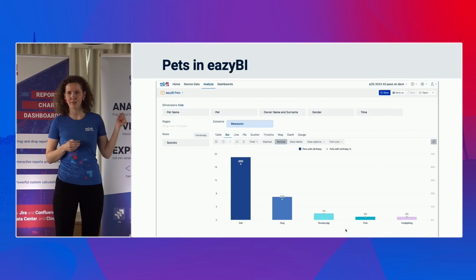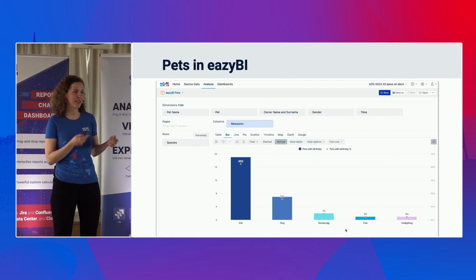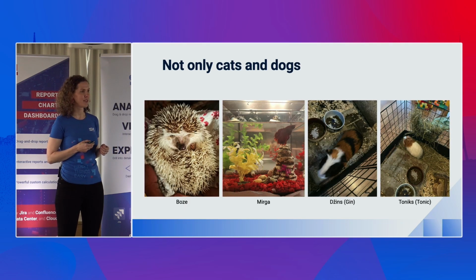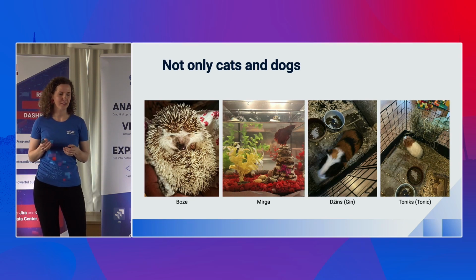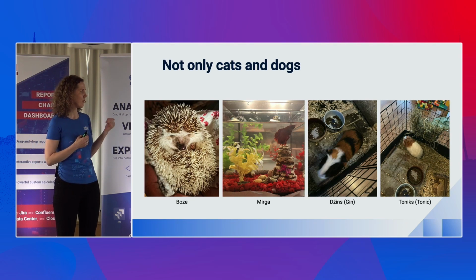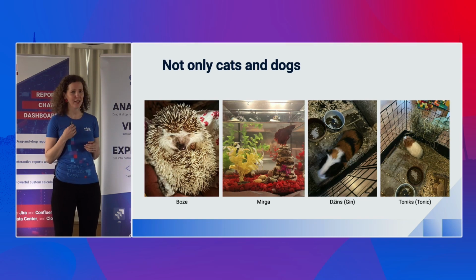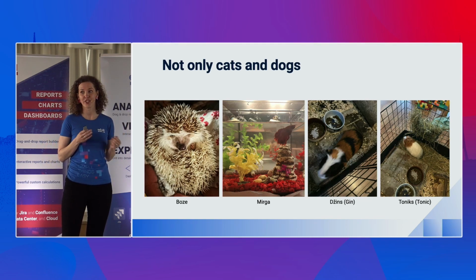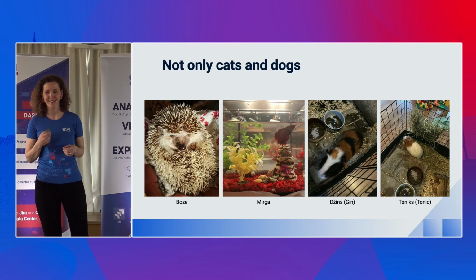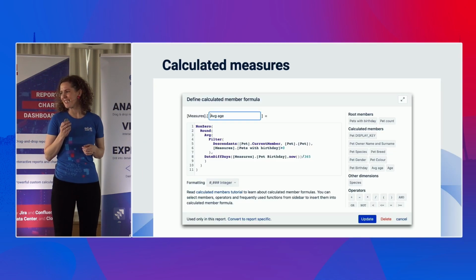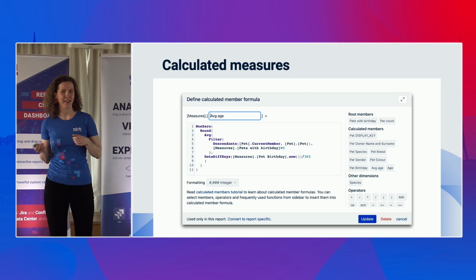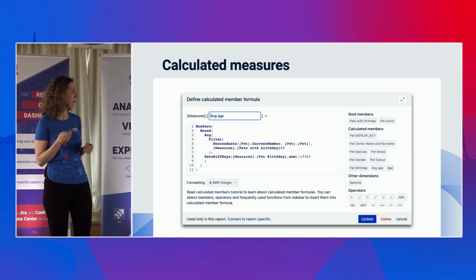So, a nice looking chart. The hardest part actually was the date mapping. And yes, my personal surprise was that we are not only cats and dogs, but we also have Paws, a hedgehog. And my favorite name of our pets is the last two, because it's Gin and Tonic, my favorite cocktail. And again, you have calculated measures in eazyBI using this imported data.